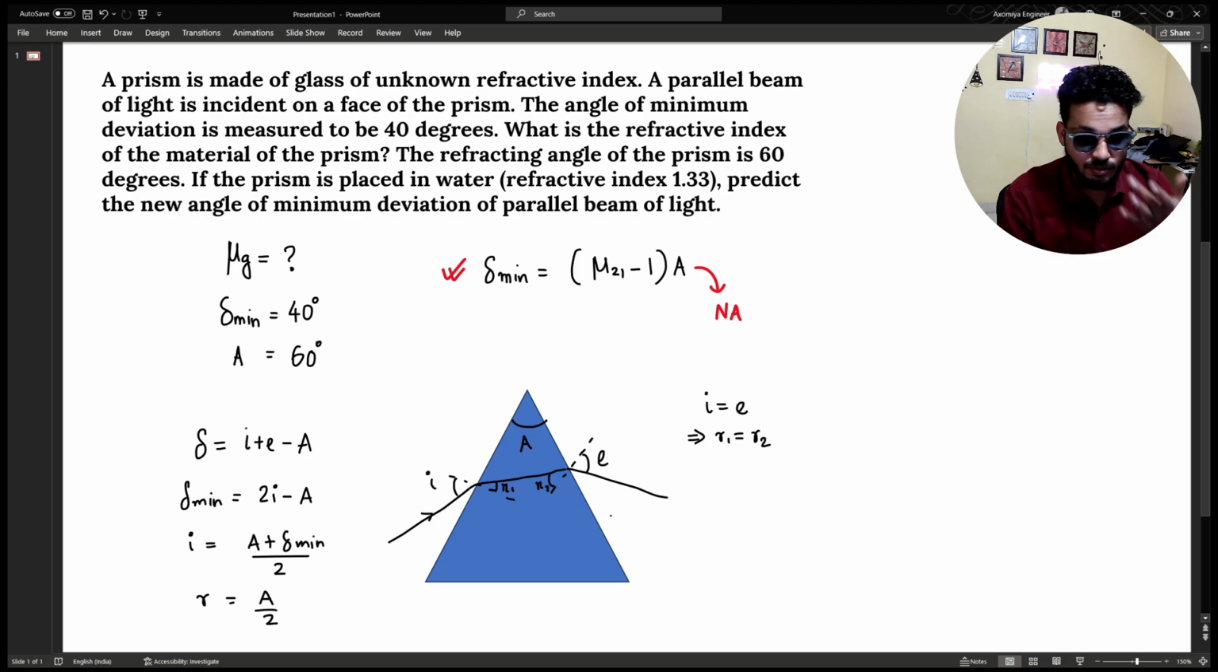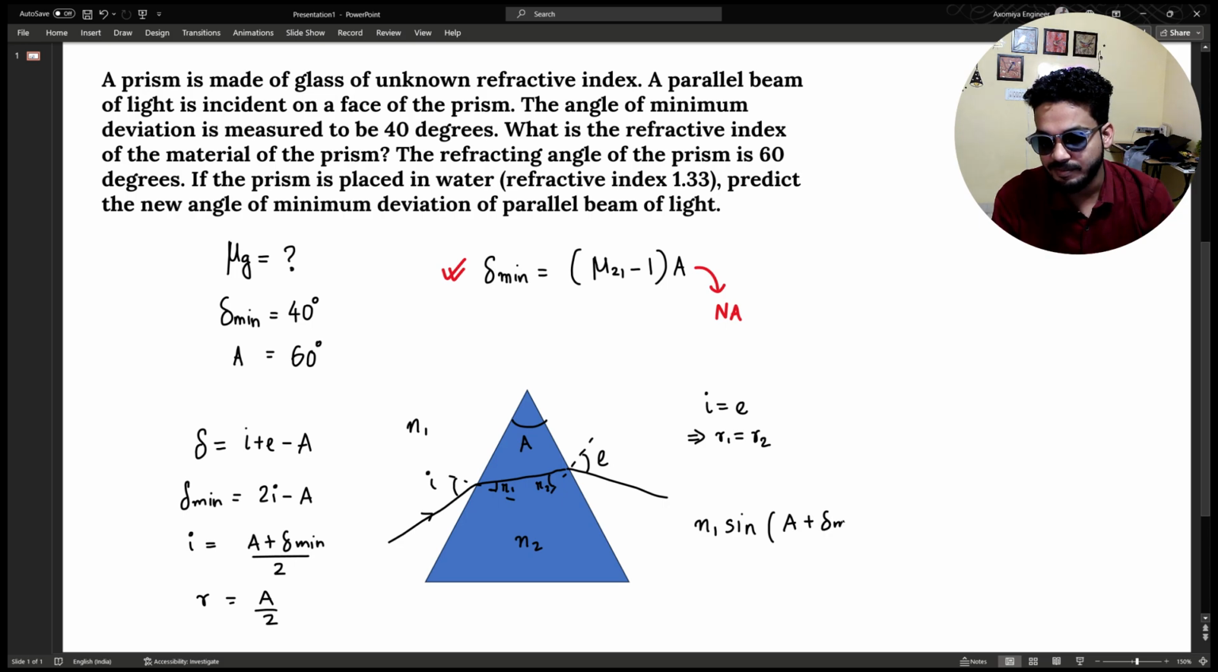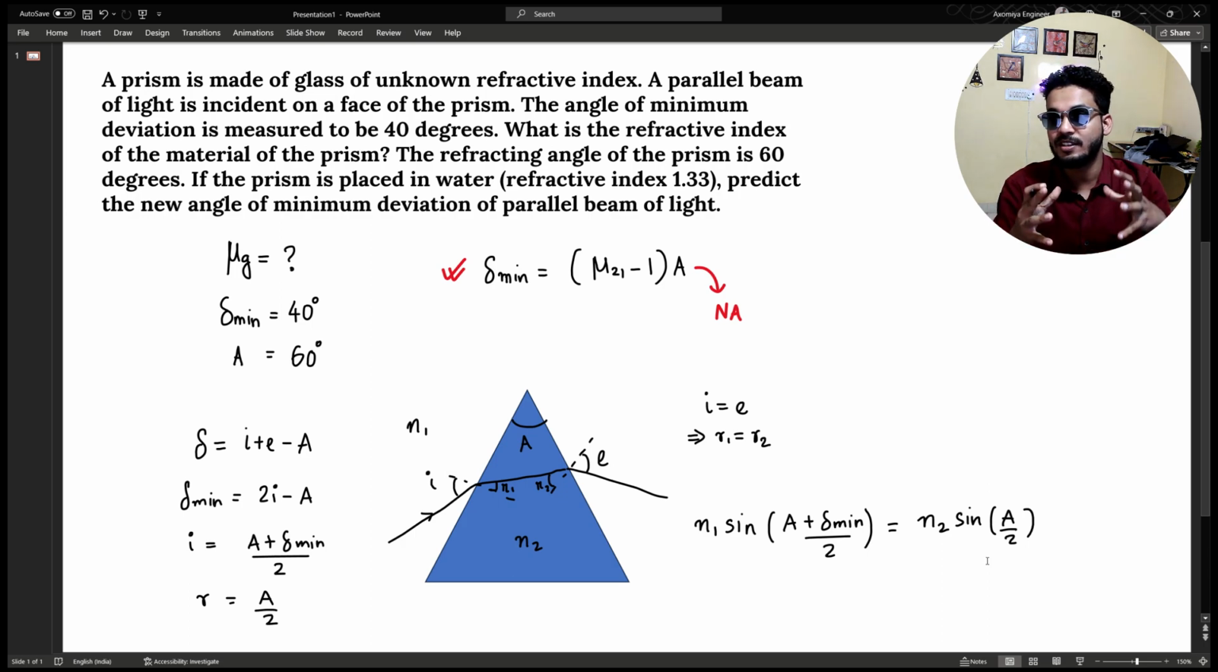Now if the angles were small, the ratio was directly taken in terms of the angles. When you write Snell's law for this, let's say this is n1 and this is n2, then n1 into sine i, where i in this case is A plus del min by 2, became equal to n2 into sine of A by 2, right? This was the general relationship, and from here we assumed that these angles are really small and just ignored the sine. We just wrote n1 into A plus del min.